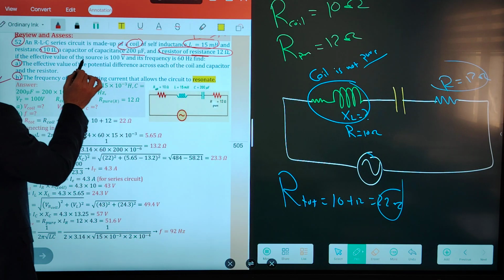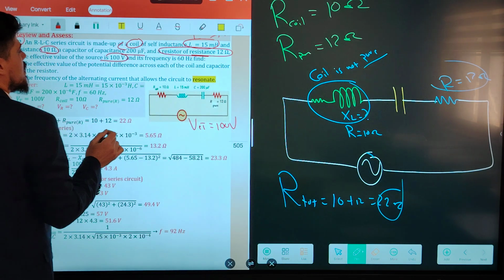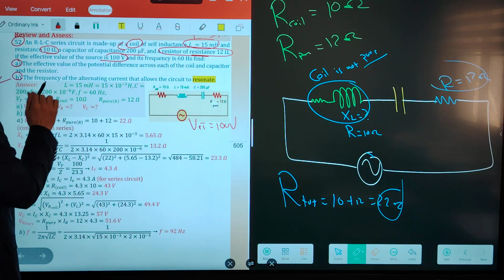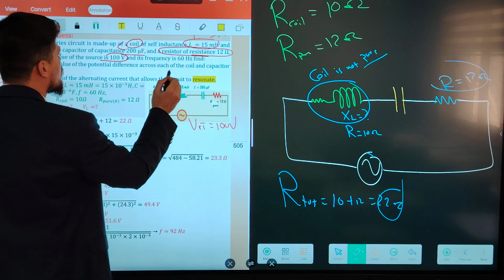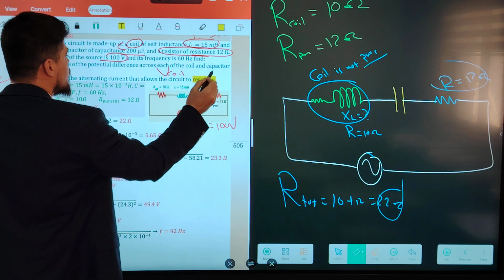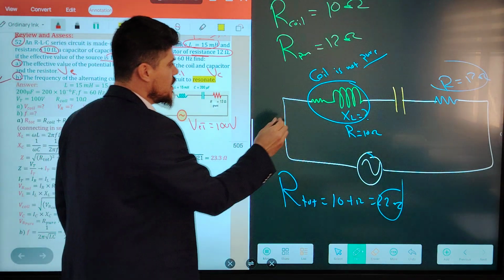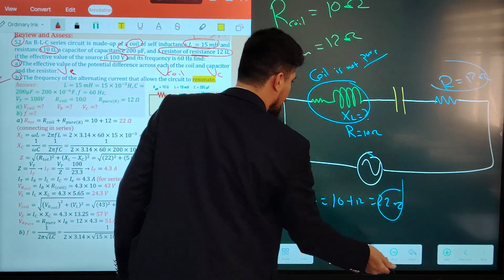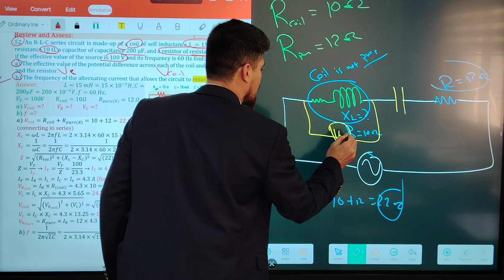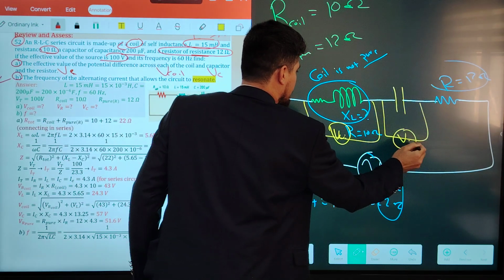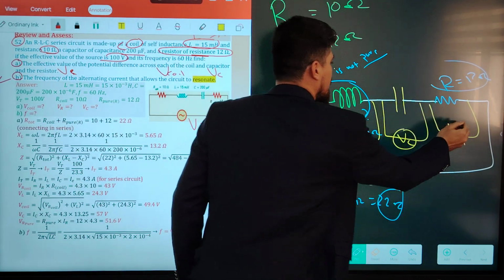If the effective value of the source, V effective, is given 100 volt and frequency 60 hertz, find the effective value of potential difference. What is unknown? Effective value of potential difference across each of the coil, V coil, V capacitor, V resistor. What is unknown? V coil, V capacitance, VC, V pure resistance, VR.